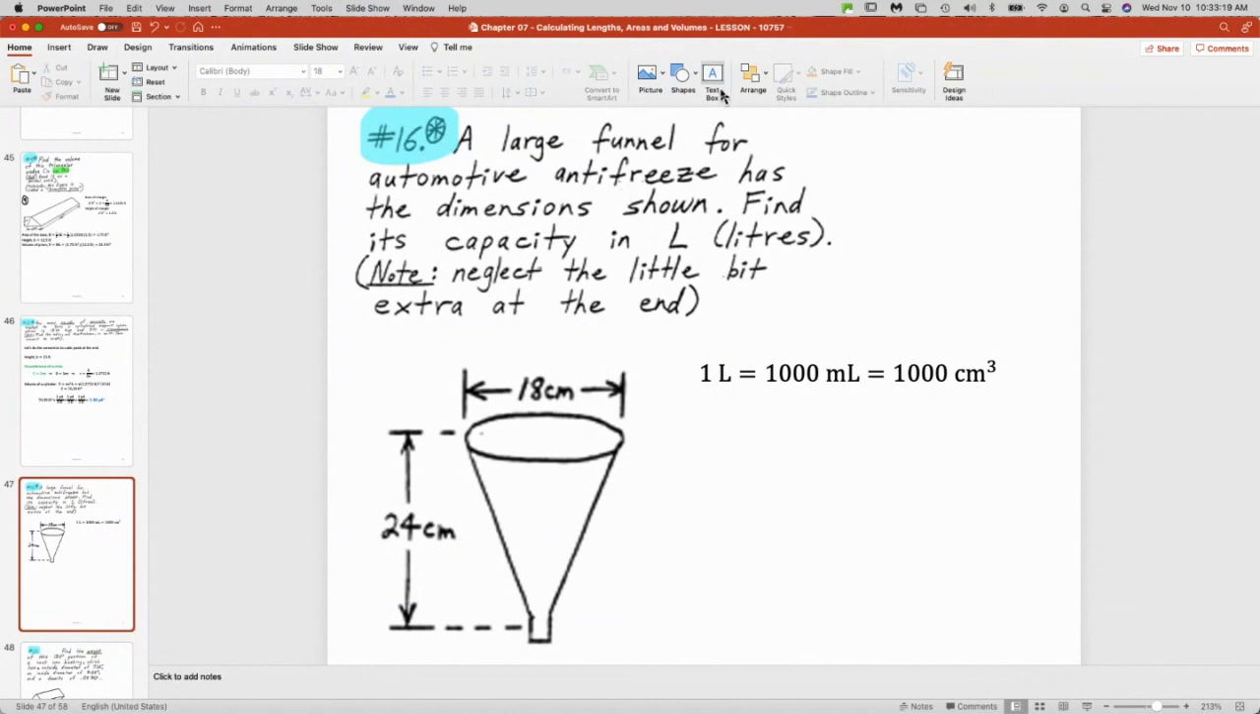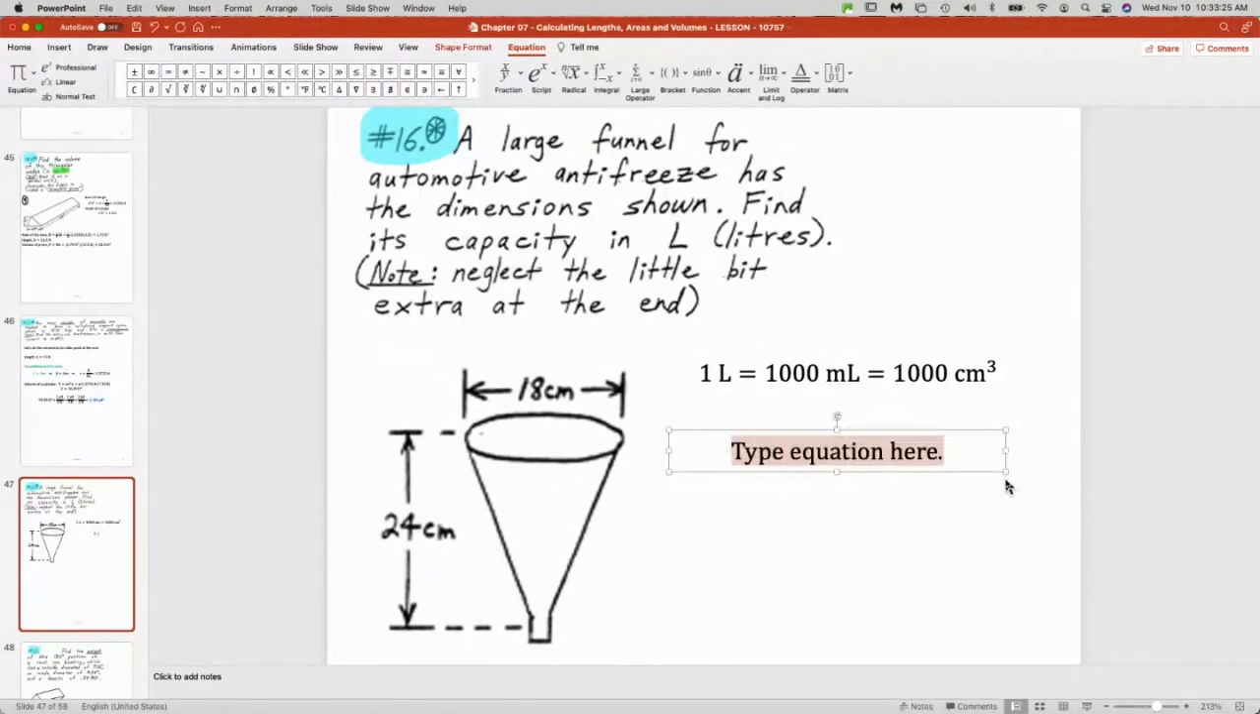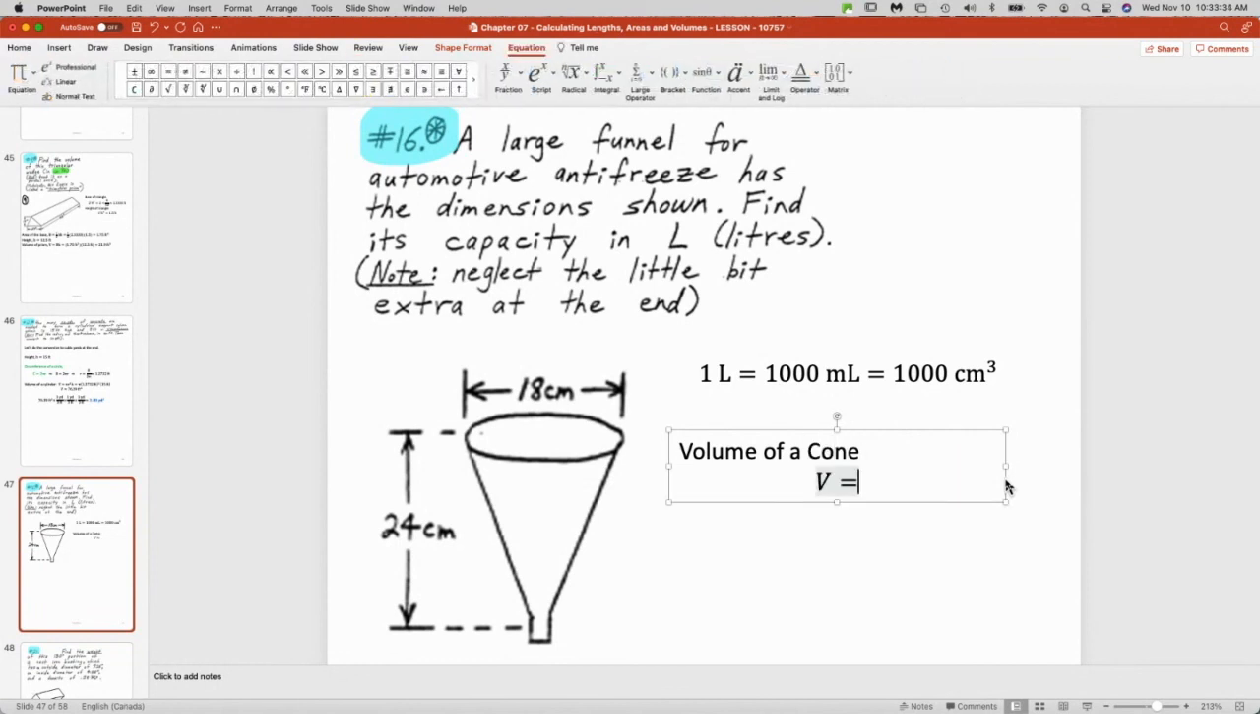But anyway, the question is to find the volume of that. So we need the volume of a cone. The volume of a cone is equal to a third pi r squared h. It's a third of the cylinder.